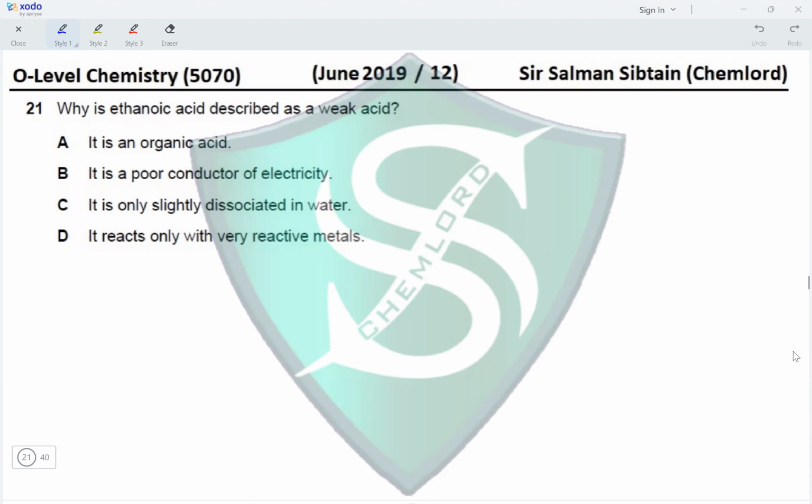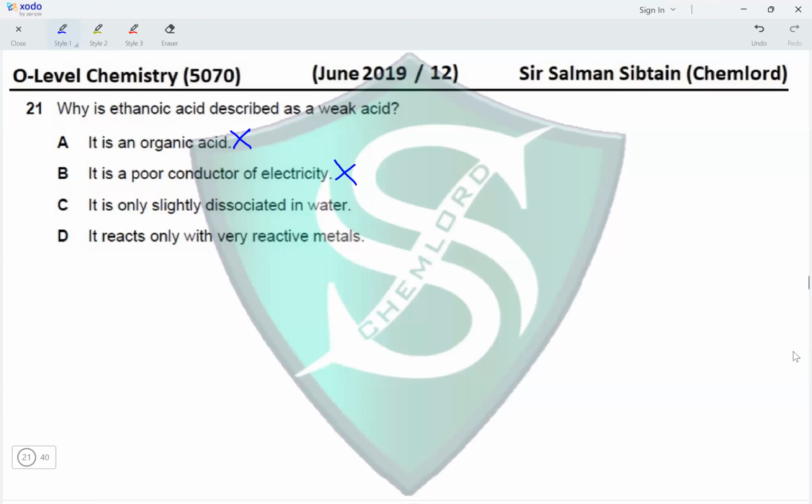It is an organic acid? No, being an organic acid is not a requirement for being a weak acid. Carbonic acid is also weak, and carbonic acid is not an organic acid. It is carbon dioxide dissolved in water. So this is incorrect. It is a poor conductor of electricity? No, a weak acid will also have ions. So it is not necessary that it is a poor conductor of electricity. So this is incorrect as well.